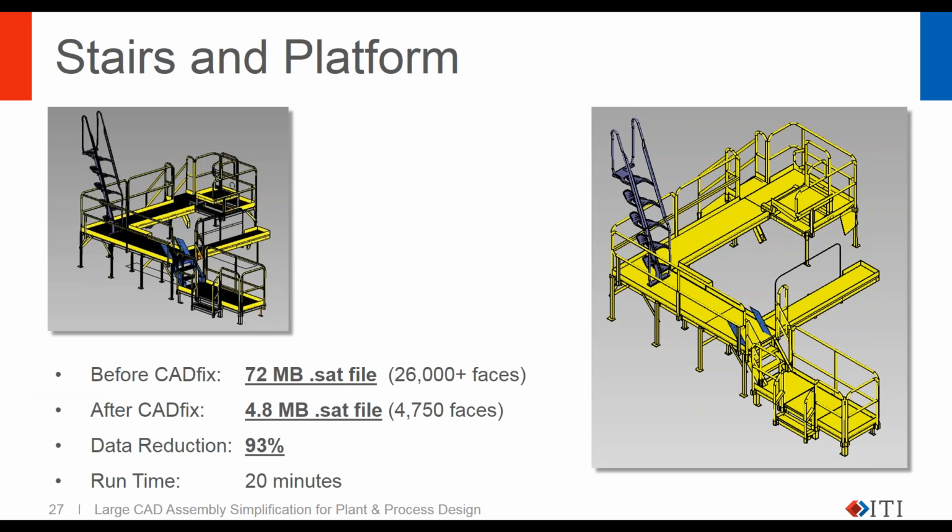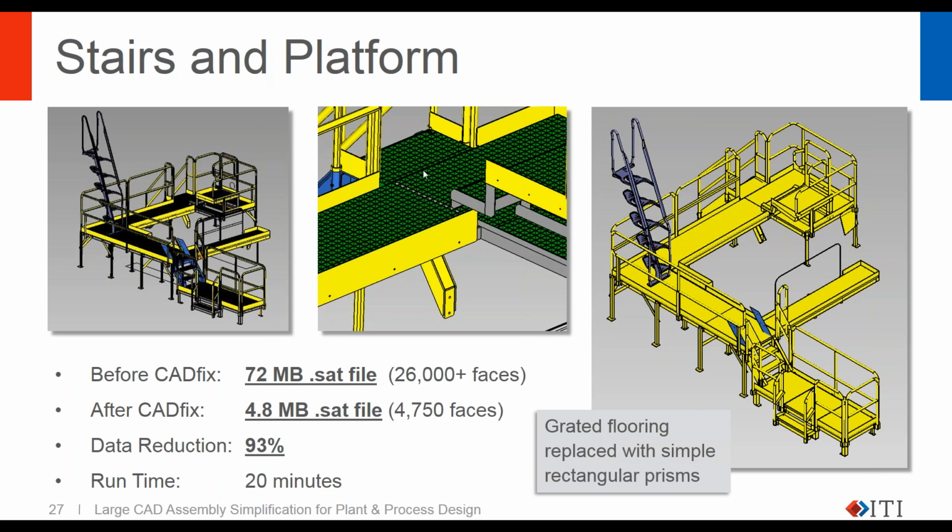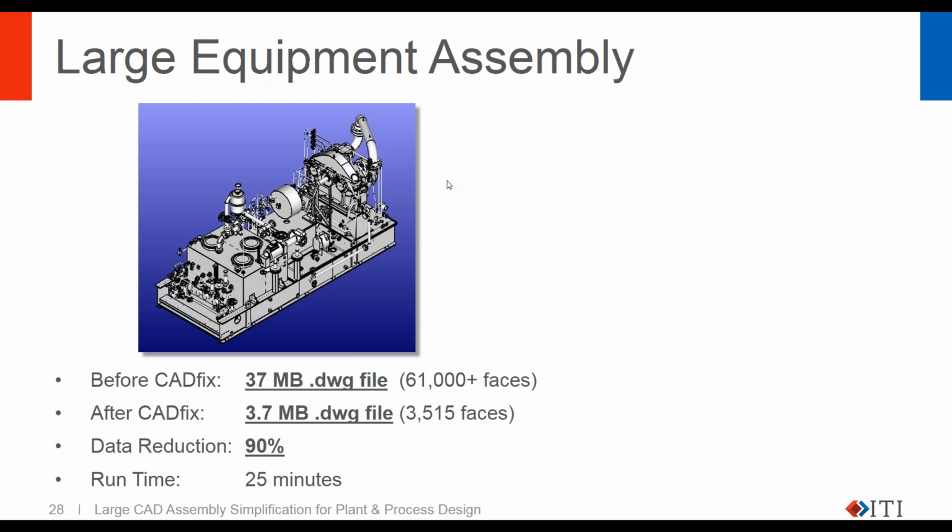So here's an example of a sub-assembly of some stairs and platforms where we went from a 72 megabyte SAT file to a 4.8 megabyte SAT file. The face count came down from 26,000 to 4,500, 93% data reduction in 20 minutes, and the big change there was simplifying these grating panels to rectangular prisms.